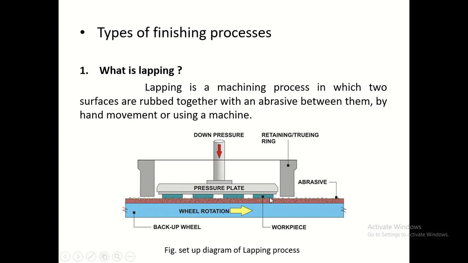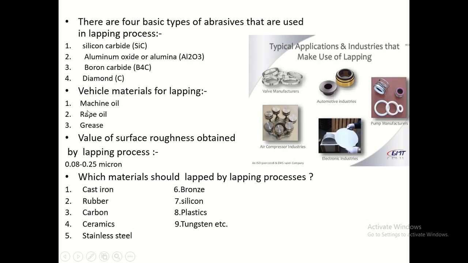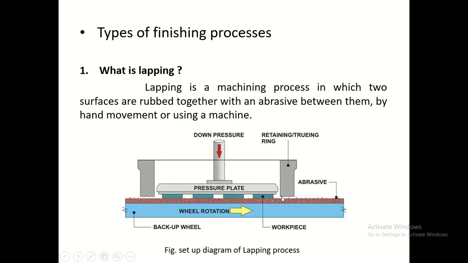This is our workpiece in this blue color. This is a lap plate which will rotate continuously, and on it the abrasive particles are glued. These abrasive particles are mixed with a material like grease, machine oil, or wrap oil, so the abrasive acts as a chalky paste. The pressure plate is connected with the workpiece, applying pressure on the workpiece, and the workpiece is pressed against this layer.